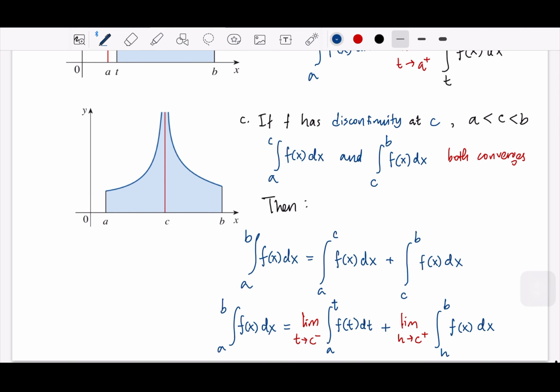So that's all the type. Okay, type 1, type 2. And then one more section on the improper integral is what we call the comparison test, or comparison theorem.